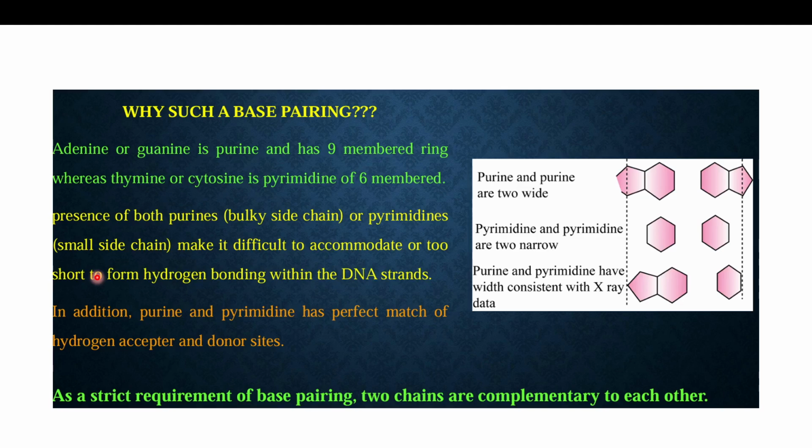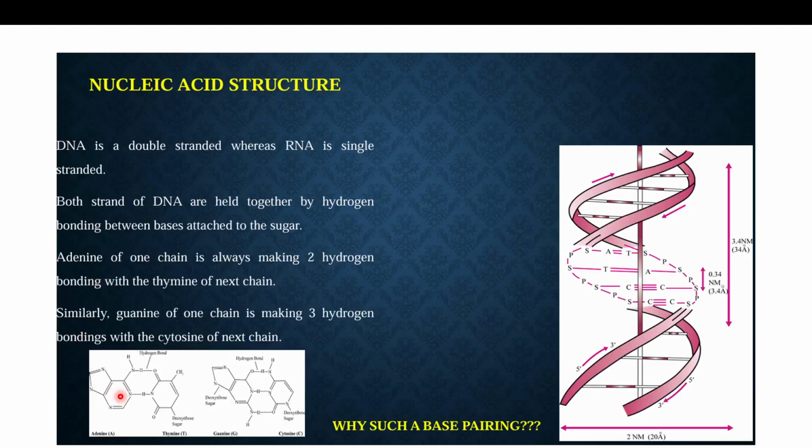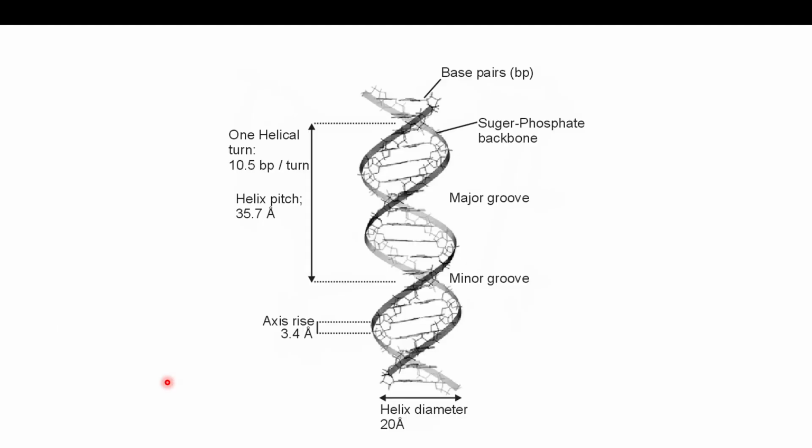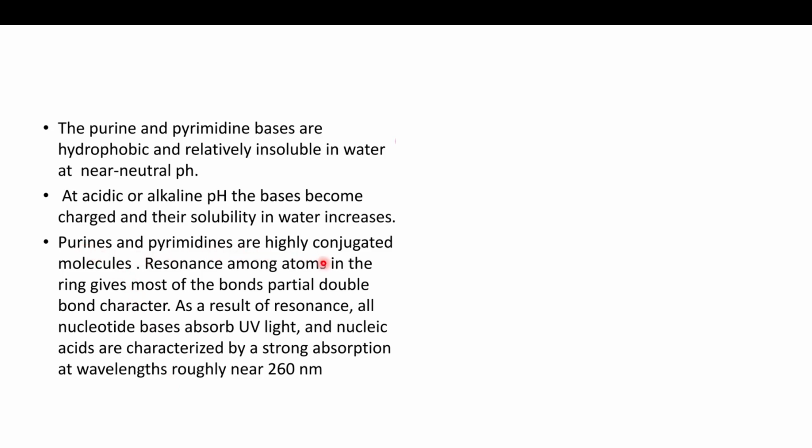You saw, so here you have double bonded regions here, right? So eventually these electron clouds in the double bonded regions can actually delocalize, and eventually there's an electron cloud delocalized over this complete area. Okay. So purines and pyrimidines are highly conjugated molecules, and the electron cloud getting delocalized all over that planar area, this resonance leads to giving most of the bonds a partial double bond character, right?